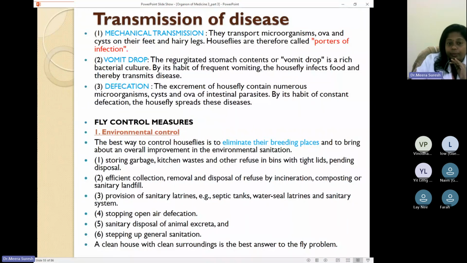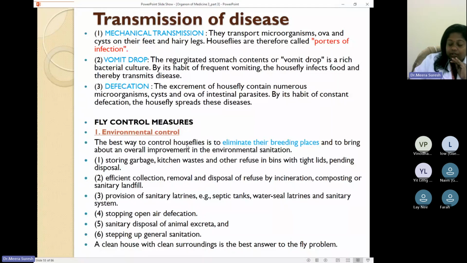Then, as I already told, the vomit drop, because they are not able to eat the food and they have to convert it into liquid, they always do the vomit drop or vomitus, which is very rich in bacterial culture. And by its habit of frequent vomiting, the housefly infects food and thereby transmits the disease. Then the defecation also.